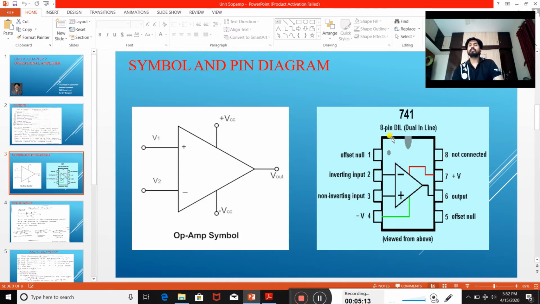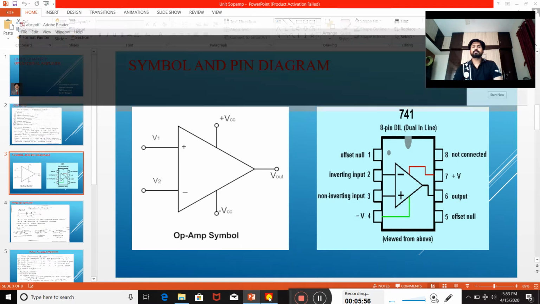On the ICs, a notch is provided along with a dot mark. The notch should always be up, and the dot indicates that pin number 1 begins there. In that way you can identify the IC pin numbers with the help of this dot, and know how to place this IC in the IC trainer kit or some other instrument, based on this notch. So this is the symbol and pin diagram of the operational amplifier.